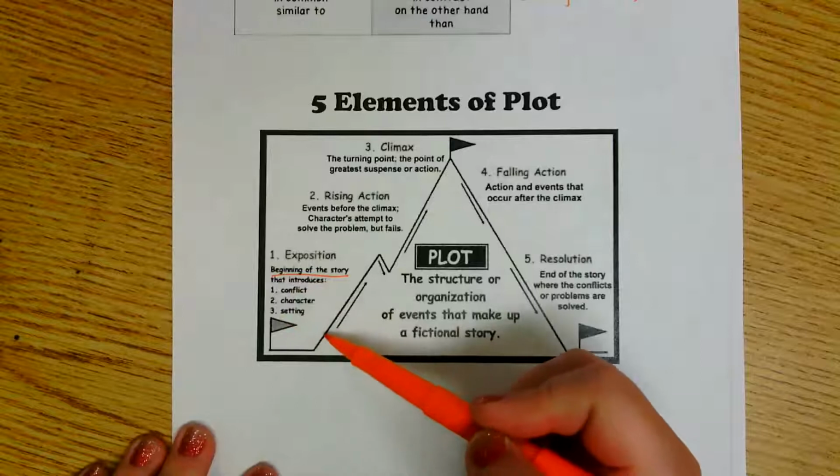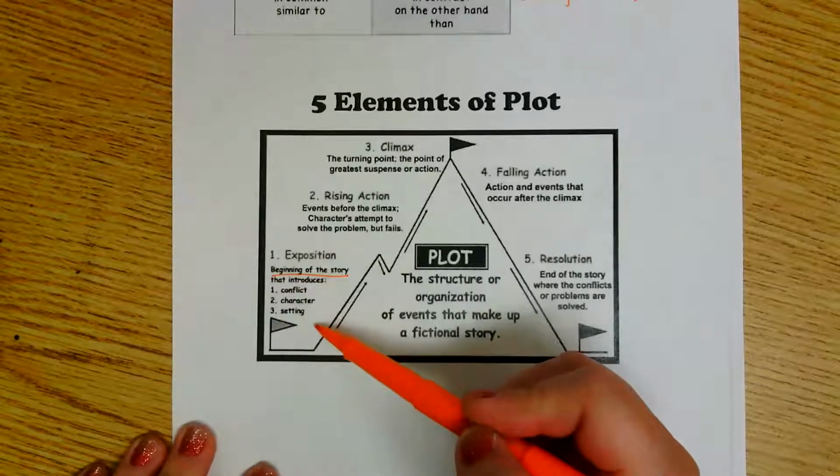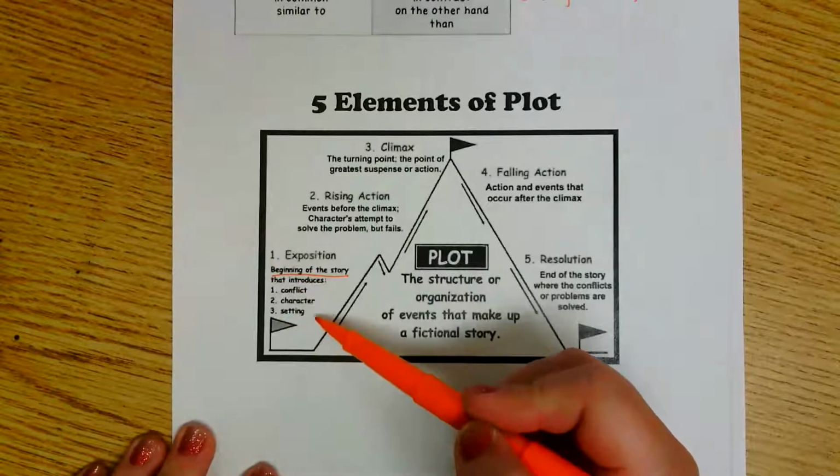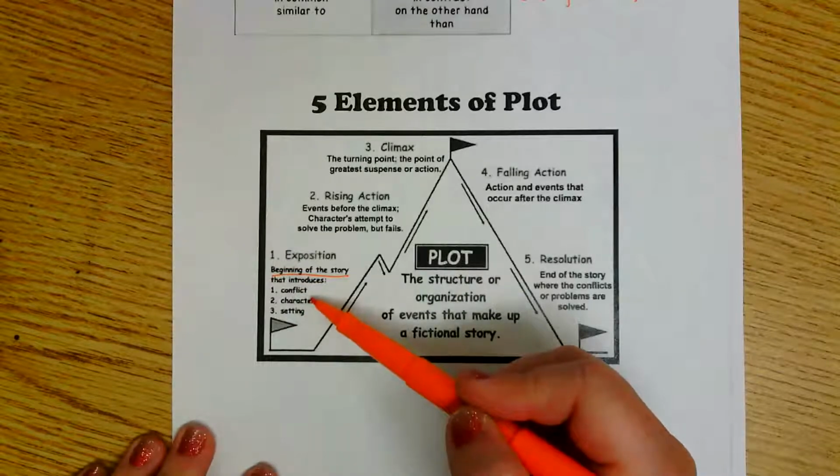So at the beginning of our story, Don Quixote, we know that obviously Don Quixote is our main character. We know that it's set in Spain, and we also know that his conflict is he is desperately trying to become a knight. He wants to become a knight.